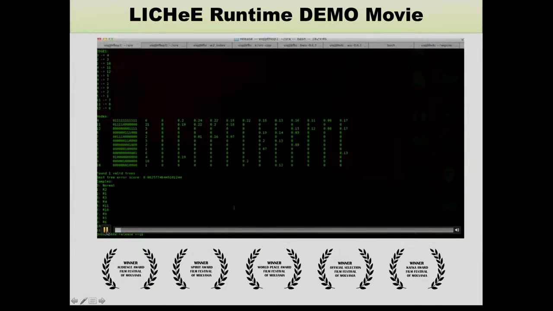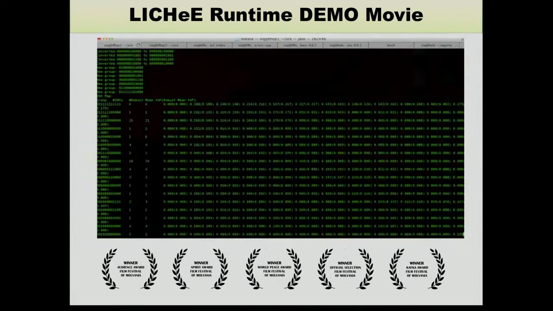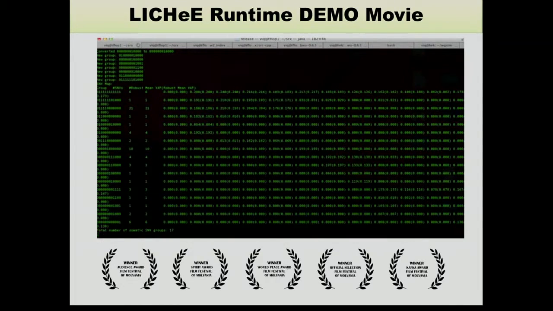I don't know if I have time for this. No, okay. While this is running, we have a GUI to interact with our method. It was getting Oscar buzz. No, I'm kidding.